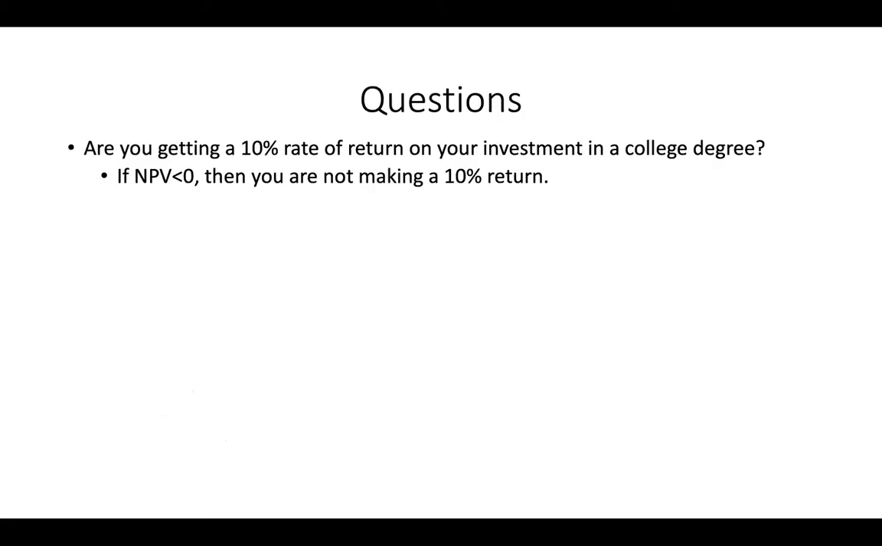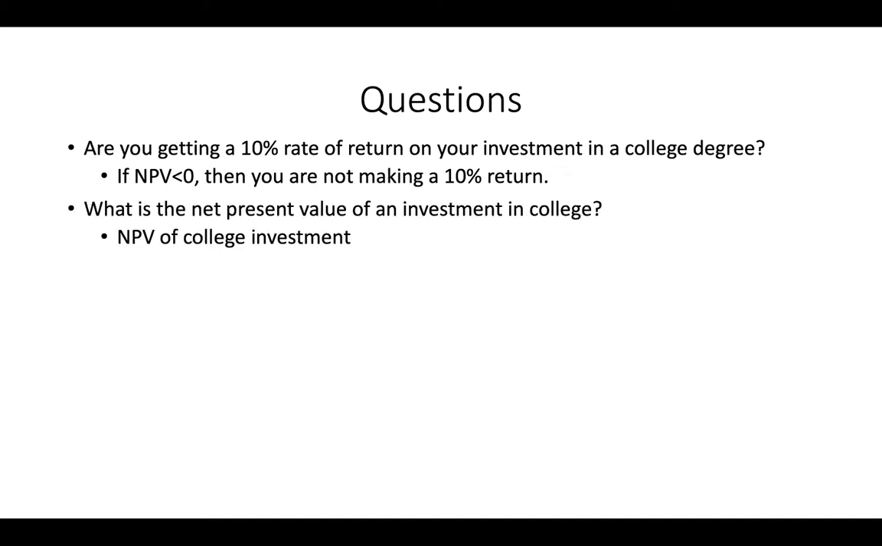So let's now answer the questions. First question is, are you getting a 10% rate of return on your investment in a college degree? If your net present value is less than 0, then you are not making a 10% return. If it's greater than 0, then you are. If it's equal to 0, then you're just making 10%. So because most of you put 45,000 a year as the net benefit, most of you came up with a positive NPV, which means you were making more than 10%.